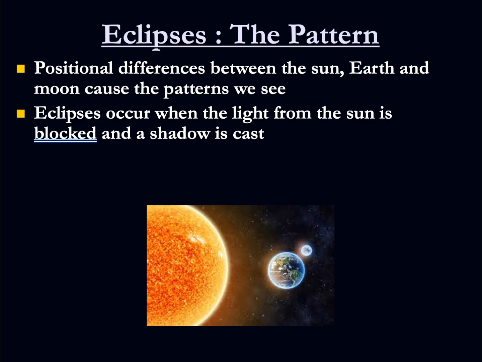Eclipses are caused by the repeated pattern of the sun, moon, and Earth's motion that cause shadows to be cast into space and onto other celestial objects. We see eclipses when all three objects line up.